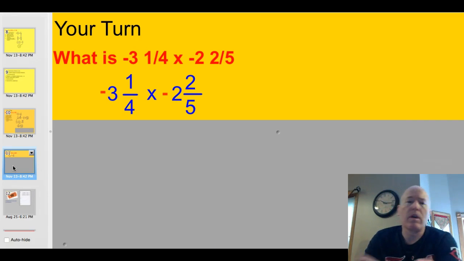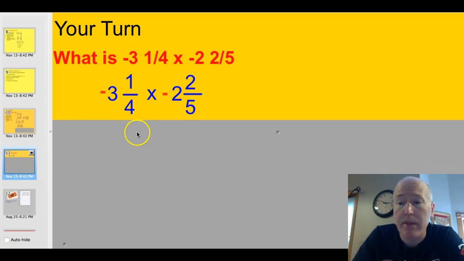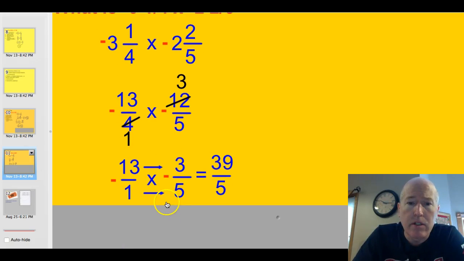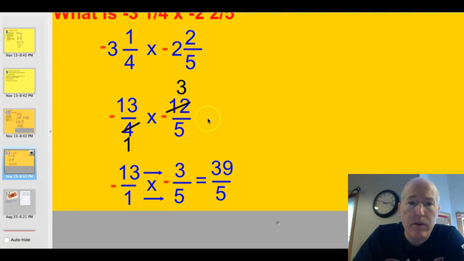Here we go. Try this one. Last pause problem. All right. First thing I notice is I've got two negatives. A negative times a negative is going to end up with a positive answer, right? All right. Let's see. Here's the way I did it. 3 1/4. That's 3 times 4 is 12, plus 1. I have negative 13 fourths. And then 2 times 5 is 10, plus 2 is a negative 12 fifths.